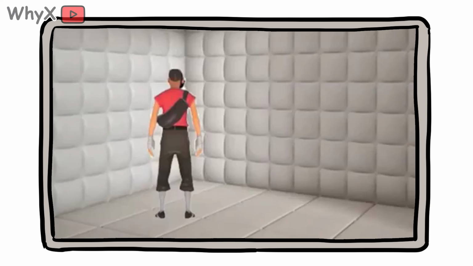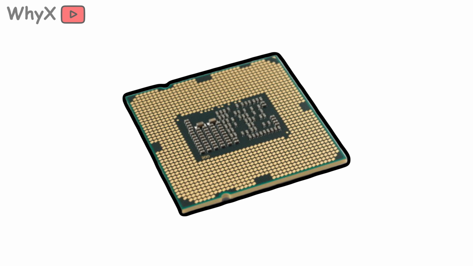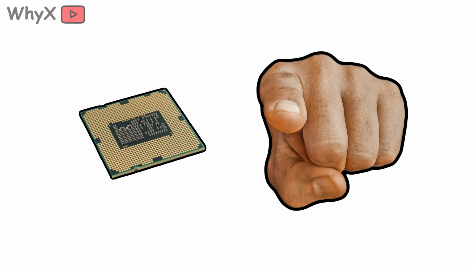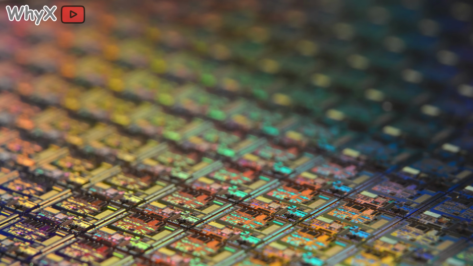If humans had to live like that, we'd go insane. Imagine communicating only by saying yes or no to everything, but fast enough to write Shakespeare. Here's where it gets wild. A modern processor can contain tens of billions of transistors on a piece of silicon smaller than your fingernail. Each one is like a microscopic light switch.